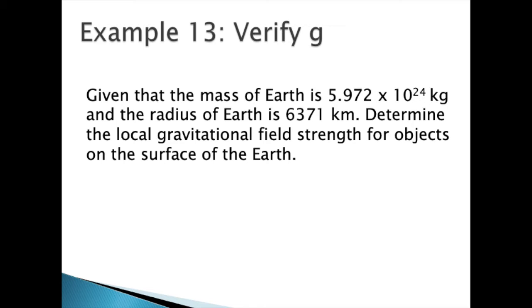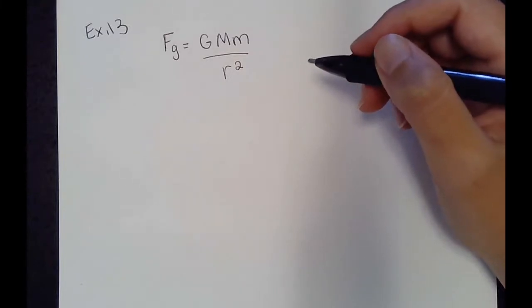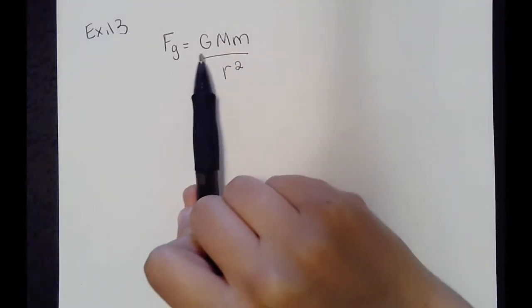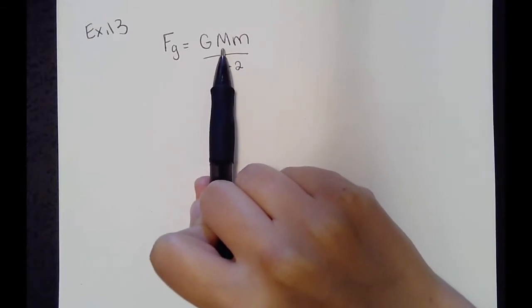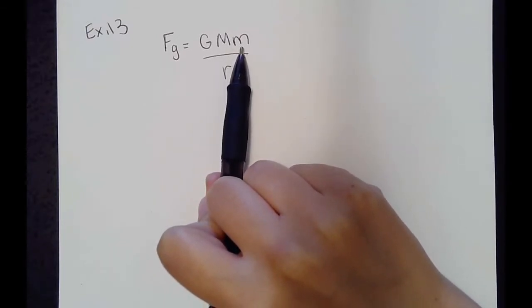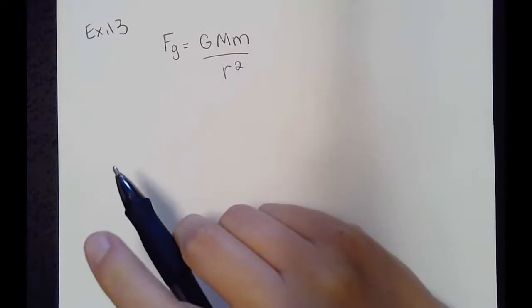Example 13, verify g. Given that the mass of Earth is 5.972 times 10 to the 24 kilograms and the radius of Earth is 6,371 kilometers, determine the local gravitational field strength for objects on the surface of the Earth. Okay, so Newton's law of universal gravitation is here, Fg equals G M m over r squared. I'll use capital M to mean the Earth, and then the lowercase m is the mass of the object, which is near the surface of Earth.